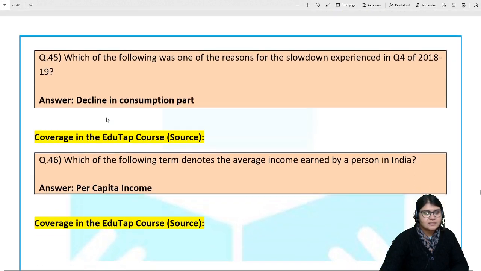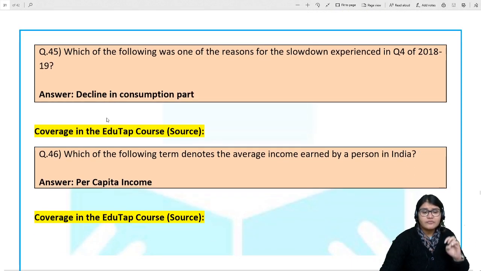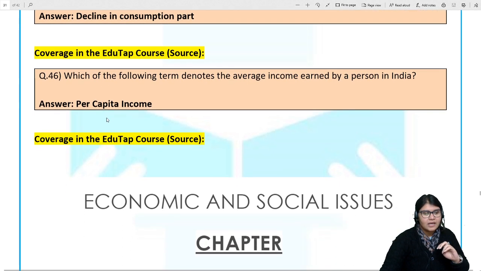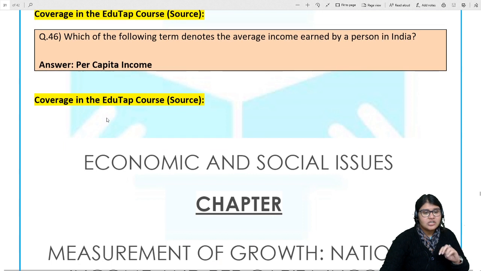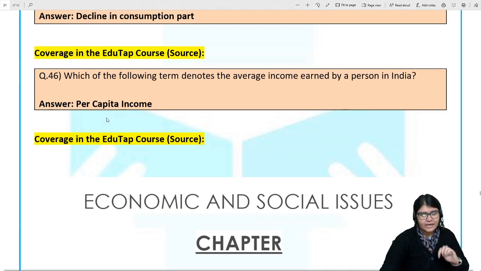Next, which of the following was one of the reasons for the slowdown experienced in Q4 of 2018-19? Answer is decline in consumption. Moving on, which of the following terms denotes the average income earned by a person in India? The answer is per capita income, right?